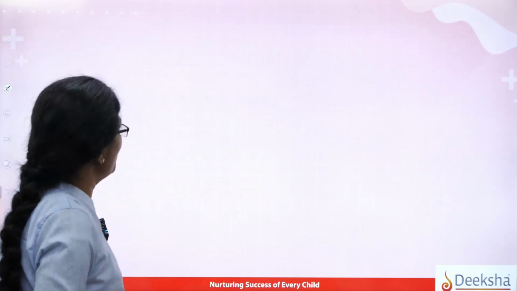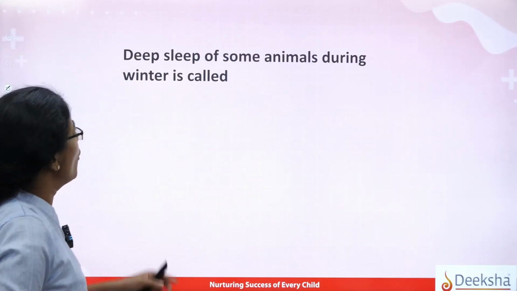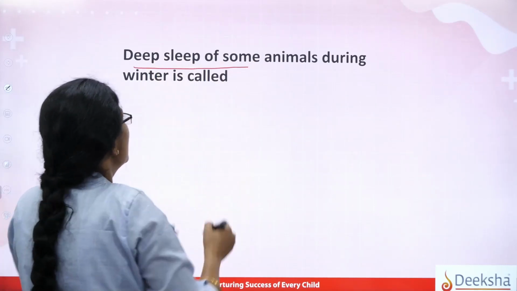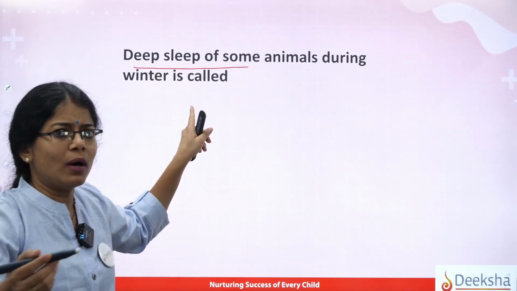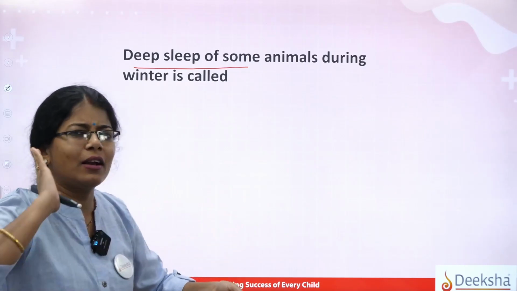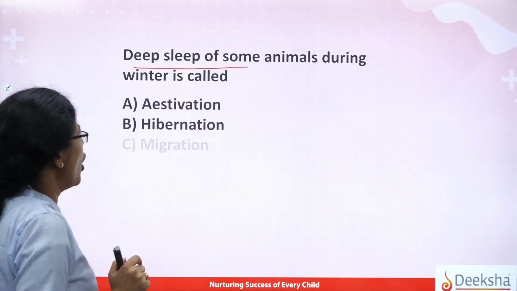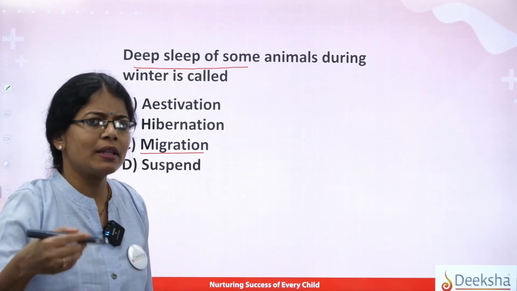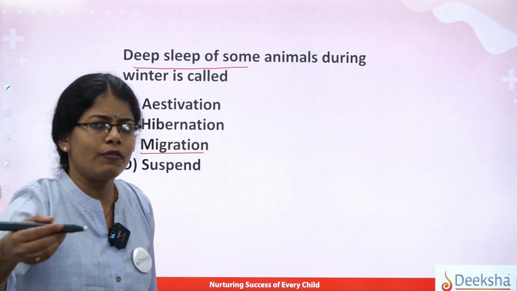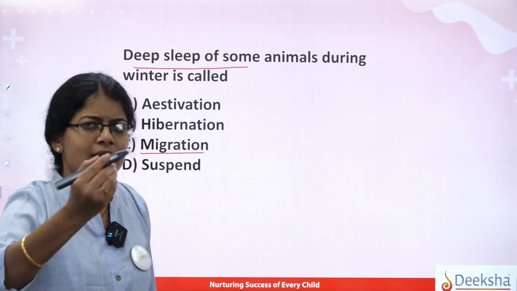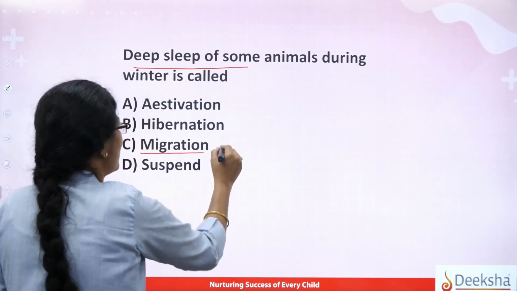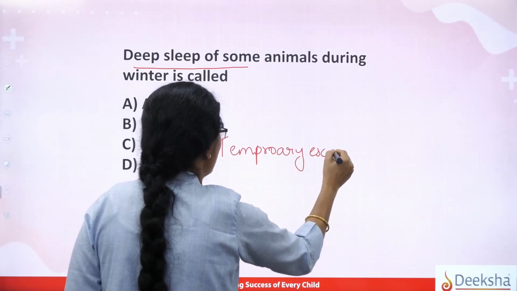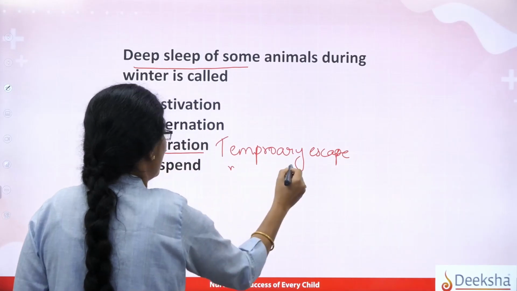Okay, now we move on to the next question, and here we go. Deep sleep of some animals during winter, and you are answering before me. What is it? So you know the meaning of migration, correct? Migration means the changing of the place. For the unfavorable period, they will escape for some time. That is a temporary escape, right? So this was a kind of temporary escape.